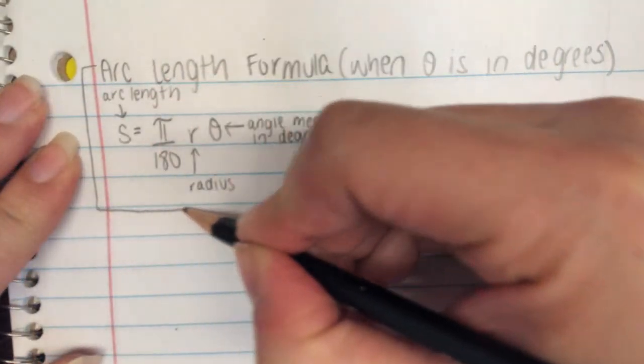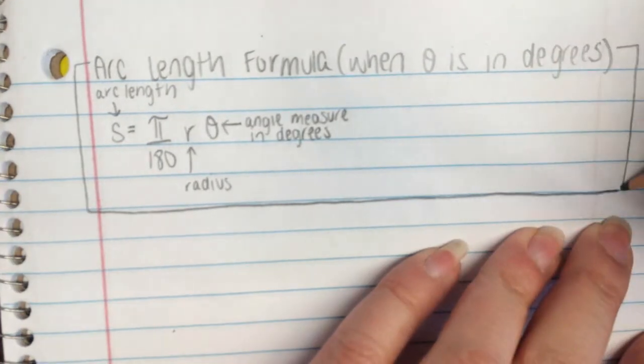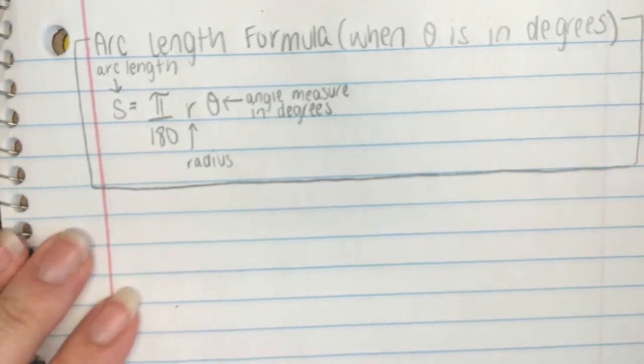I'm going to go ahead and box this so it stands out in my notes, and you should probably do the same. So now what I'd like you to do, the best you can on this, is draw a circle.